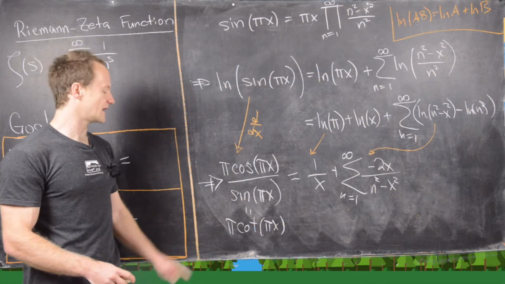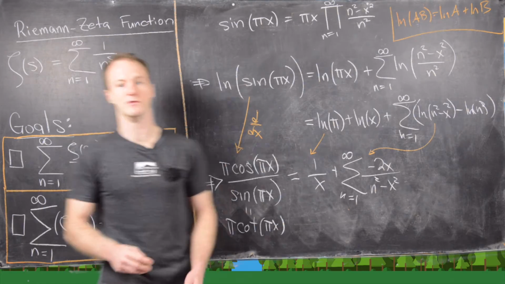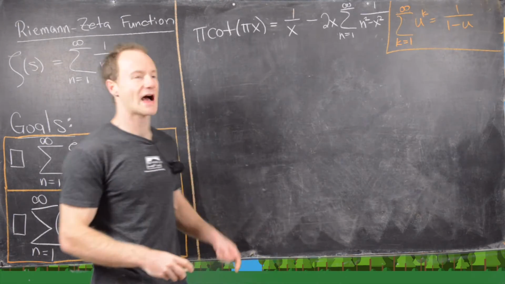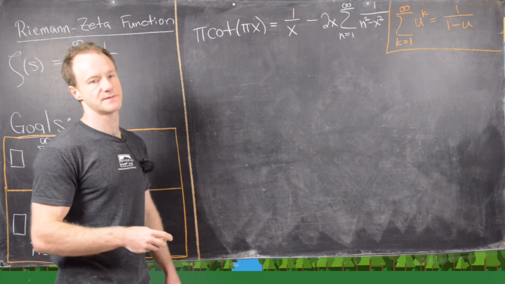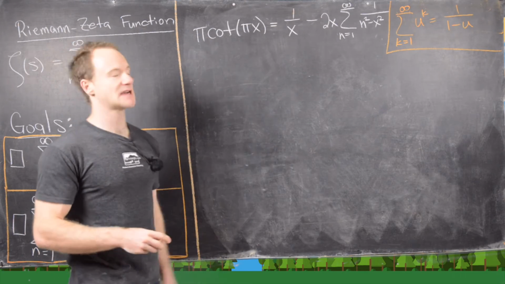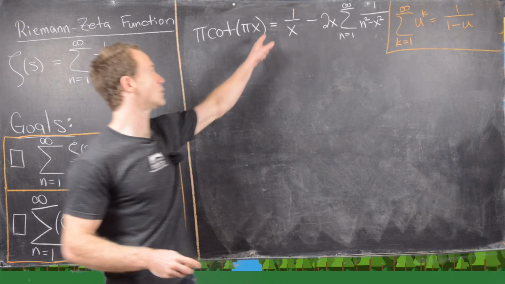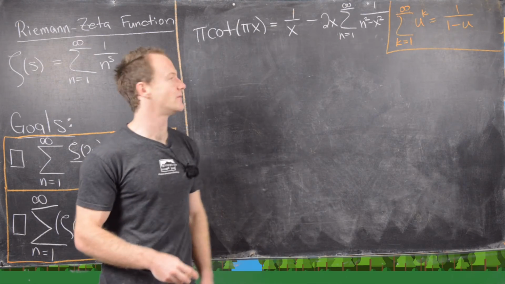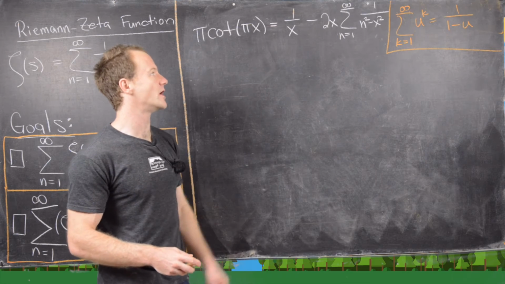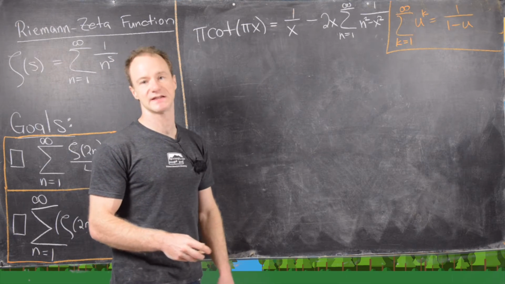All right, I'm going to clean up the board, bring this to the top, and then we'll move on. Okay, so on the last board we arrived at this formula, which I've cleaned up a little bit and factored some things out. So we had pi times cotangent of pi x equals 1 over x minus 2x times this big sum from n equals 1 to infinity of 1 over n squared minus x squared.